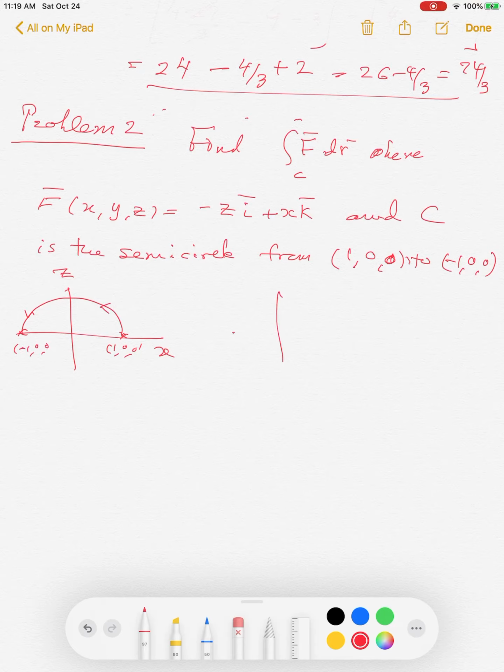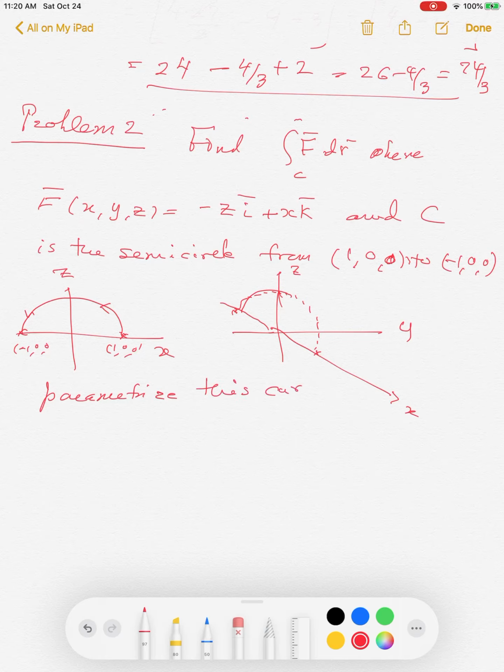Usually I draw the picture in 3D, I draw the x-axis like this. So this is lying in the xz plane, the semicircle given by this. The drawing here is not as crucial as in the case of double integrals. So we need to parameterize this curve.